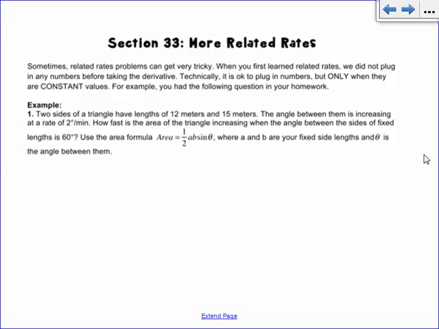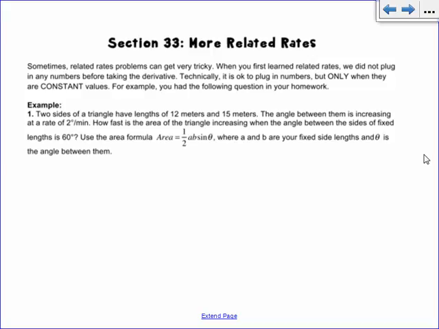You did have the following one, or a similar one, in your homework. But the weird thing about this first question is the degrees per minute versus radians per minute. So we're going to go over this question again because it's been a few days since we've done it, and make sure you guys understand.